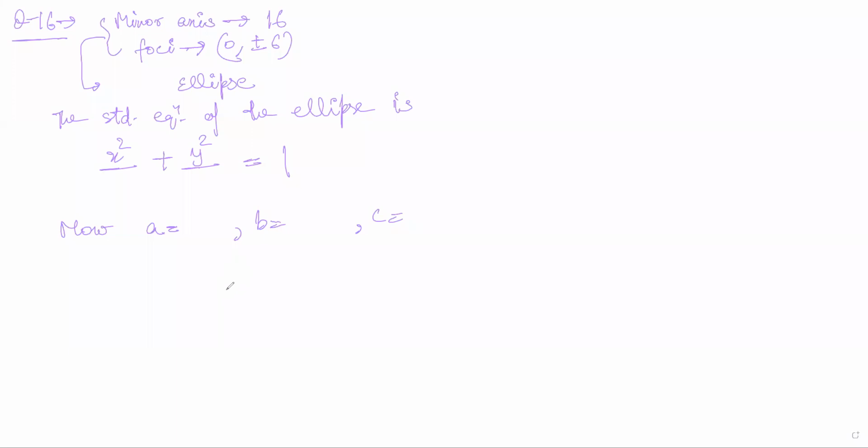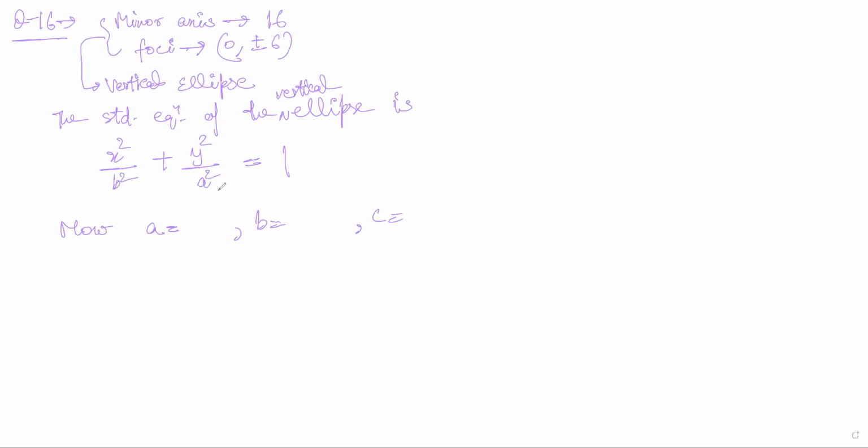Yes, Iram. Iram, can you tell me in question number 16 what type of ellipse it is? If minor axis is 16 and foci is 0, plus minus 6. Can you identify the type of ellipse? The major axis is along the y-axis, so yes, it will be vertical. Correct. And the standard equation of the vertical ellipse is x square by b square plus y square by a square is equal to 1.